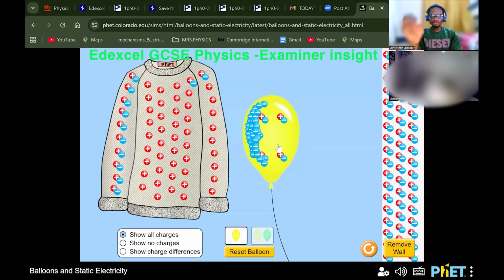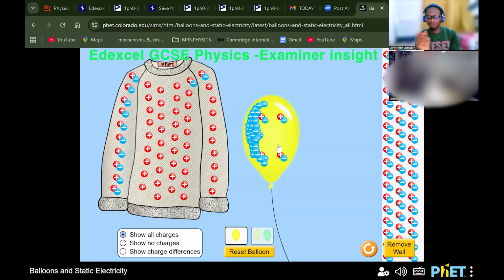The balloon, fewer positive, more negative. This balloon is now negatively charged. So you see, in the initial case, the both of them were neutral. But while rubbing, the balloon now became negative. The exam is now asking you that if the balloon is negative now, what does it mean? It means that the shed has transferred electrons to the balloon.